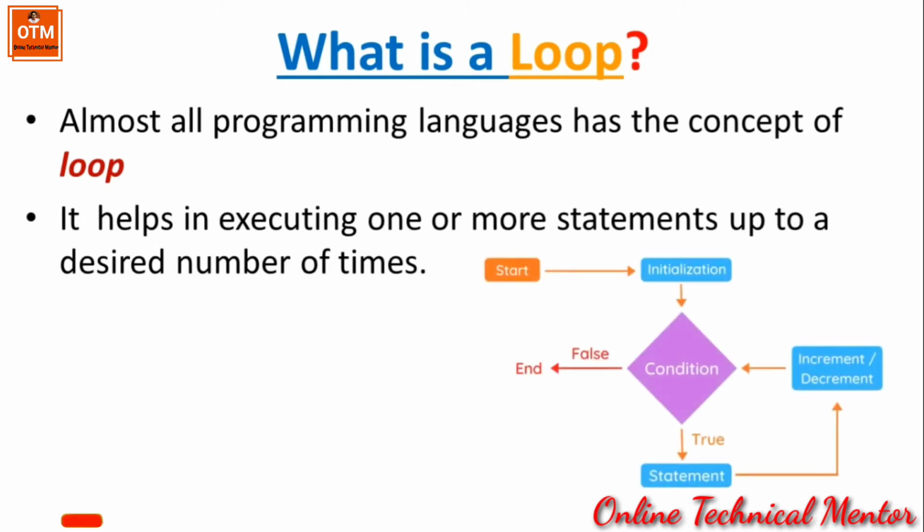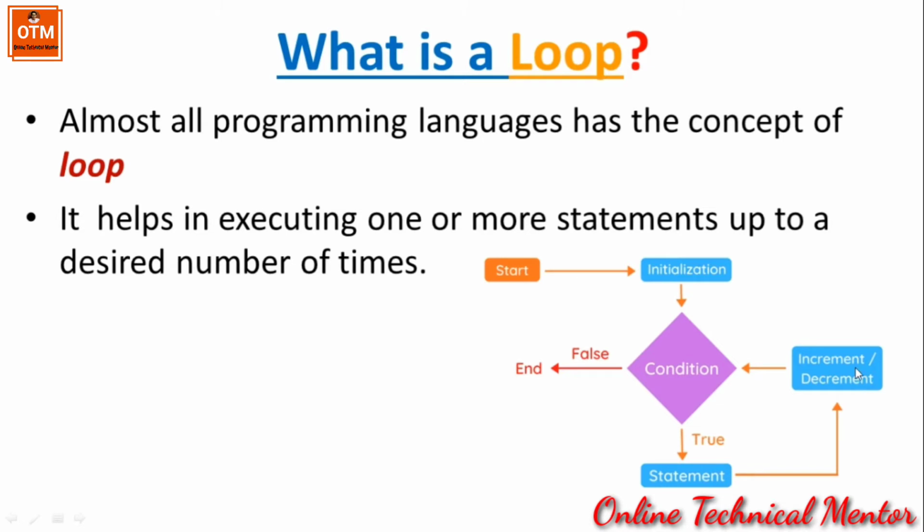Look at the diagram first. Let's start our code over here. Then initialize some variable. Then a relational statement is written with the help of this variable. So the statement written over here will return either true or false. If it is true, then it will execute this statement. This statement may contain a single line or a group of lines.